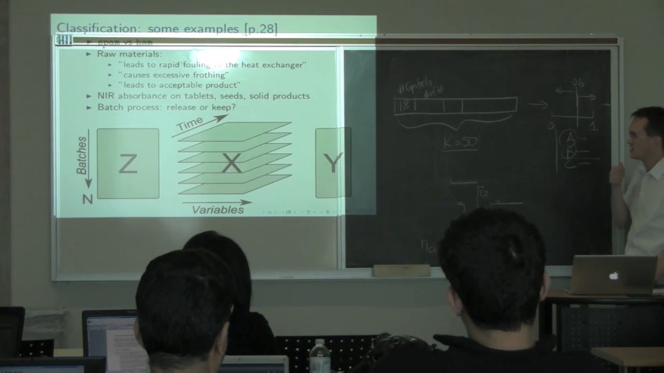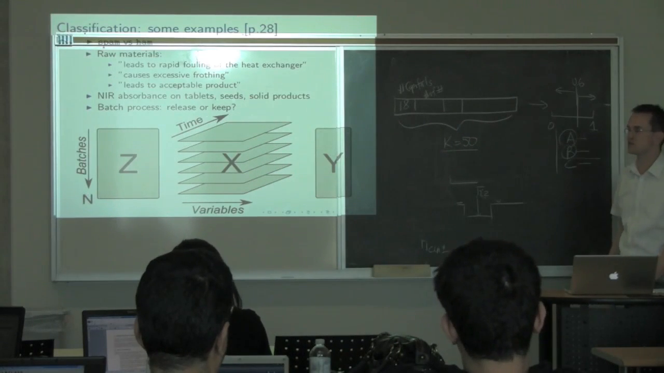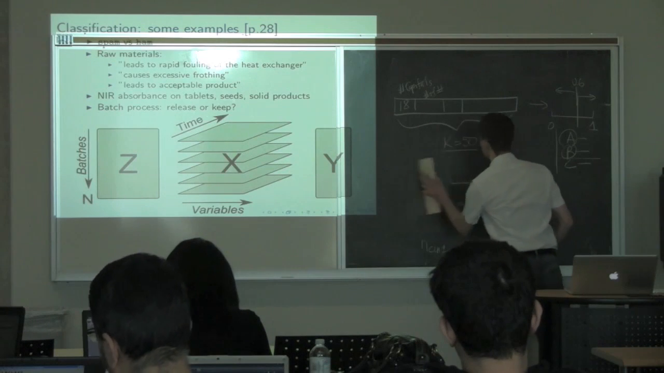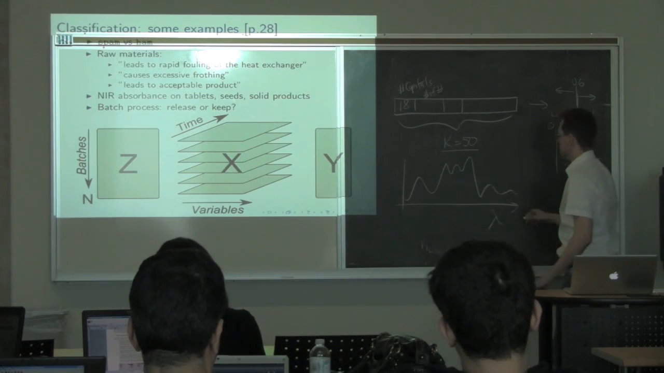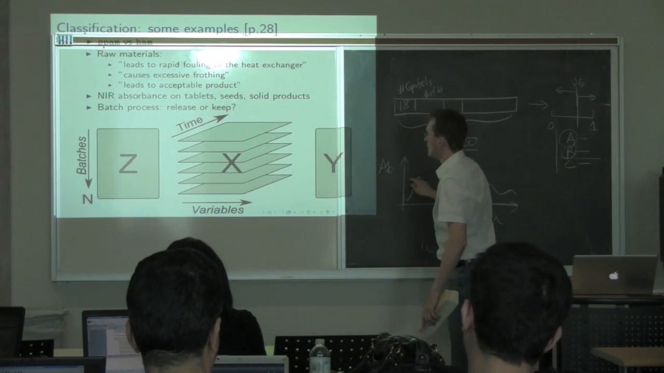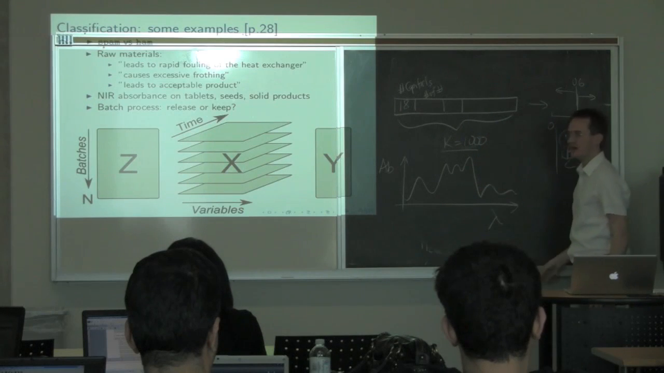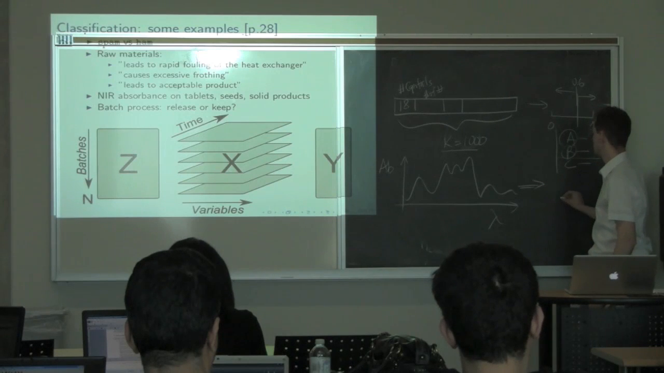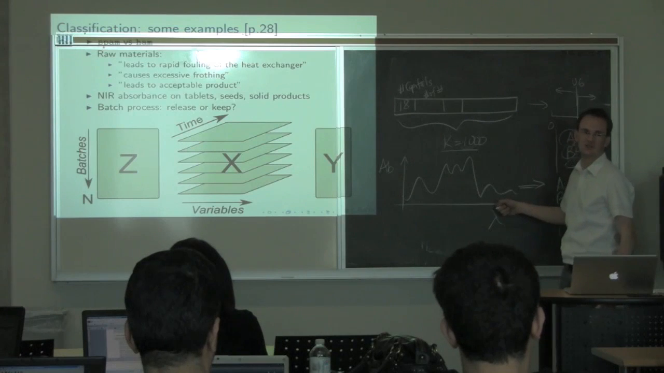Some other examples of this classification: you could take a near-infrared probe and use it on solid products, so tablets or seeds or food type products. You use that near-infrared spectrum, so you've got your spectrum over the many wavelengths. Say you've got 1,000 particular wavelengths measured, you measure the absorbance, and you use this whole spectrum. So in this case, K is equal to, say, 1,000. And from those 1,000 values, you predict A, B, or C, or maybe you've got a fourth category, D. You're predicting something discrete from many, many X's.